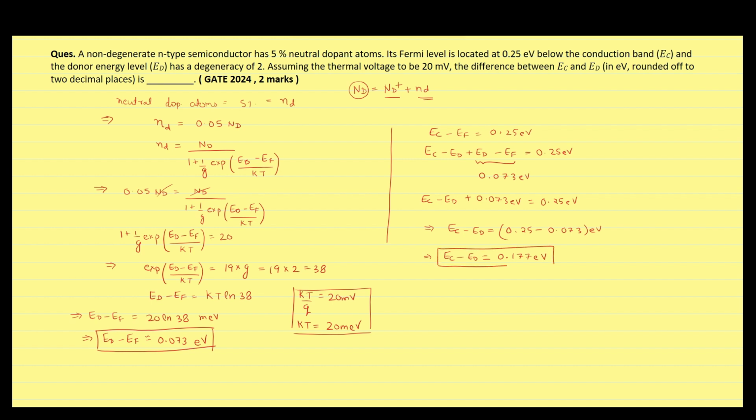The acceptable range provided for the answer was 0.17 to 0.19. Probably it was the first time that a question from degeneracy factor was asked.